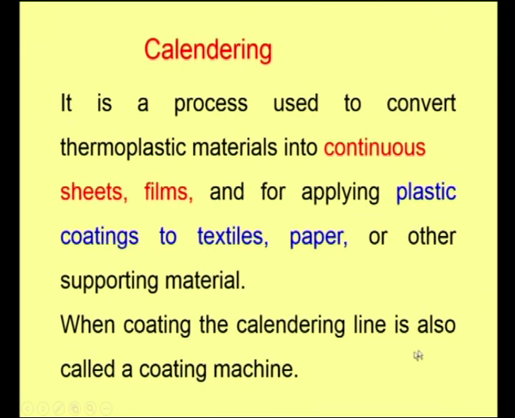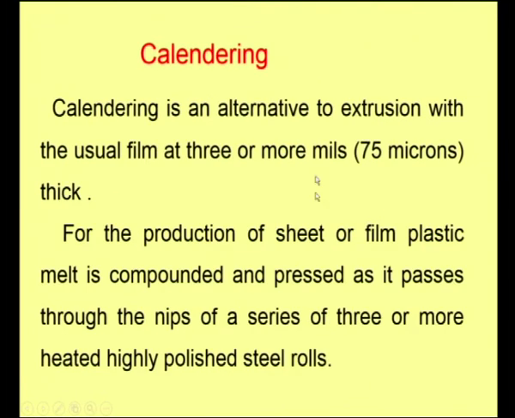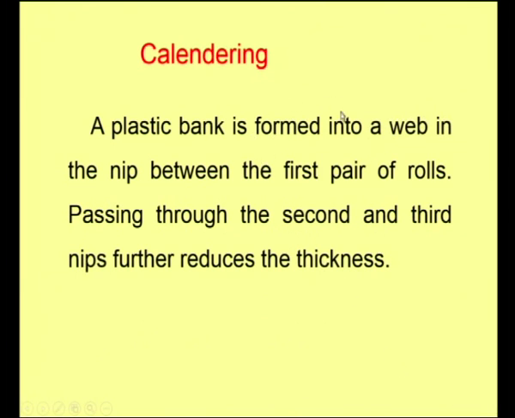When coating, the calendaring line is also called a coating machine. Calendaring is an alternative to extrusion with the usual film at 3 or more mils. Mil is a dimension with respect to thickness. A mil is typically 75 microns. For the production of sheet or film, plastic melt is compounded and pressed as it passes through the nips of a series of 3 or more heated, highly polished steel rolls. A plastic bank is actually formed into a web in the nip between the first pair of rolls, and then passing through the second and the third nip will further reduce the thickness.